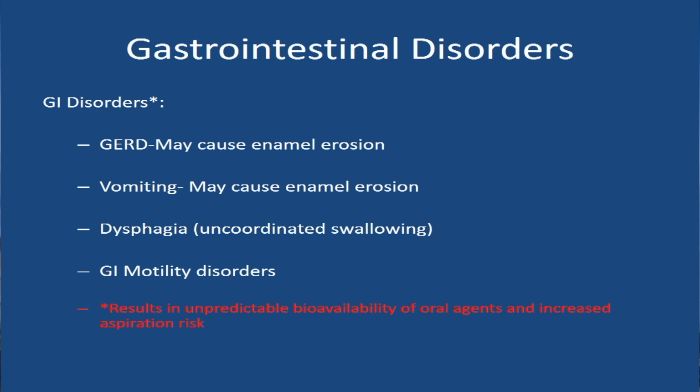Oftentimes these patients are better handled by taking them to the hospital. And kids with GI motility disorders, it's very important that we are aware of those conditions so that we can move those children into the hospital setting where it would be more appropriate. The results in unpredictable bioavailability of oral agents and increased aspiration risk makes these patients high risk, and it's important to understand where they are so that we can treat them appropriately.